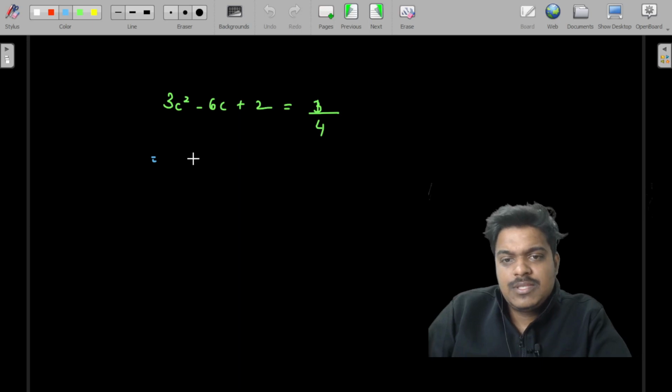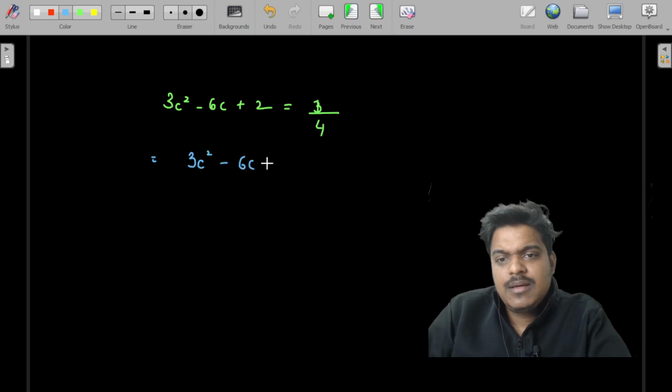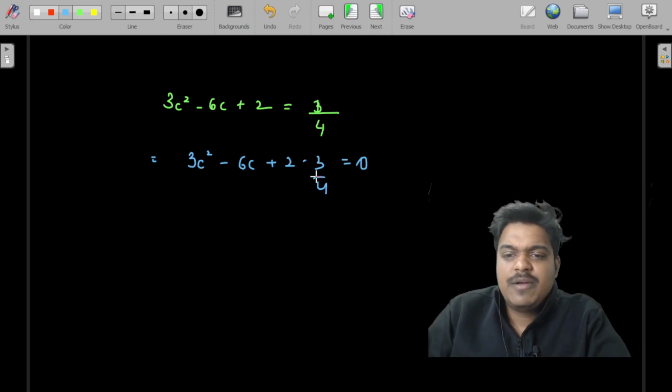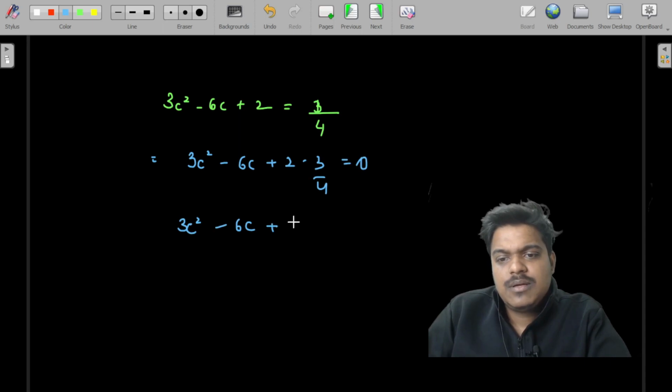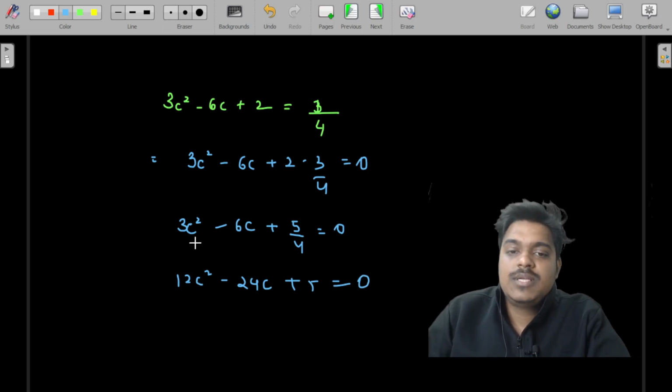So this is equal to 3c square minus 6c plus 2 minus 3 by 4 is equal to 0. 8 by 4 minus 3 by 4 is 5 by 4. So this will be 3c square minus 6c plus 5 by 4 is equal to 0, or 12c square minus 24c plus 5 is equal to 0. You try to solve this equation.